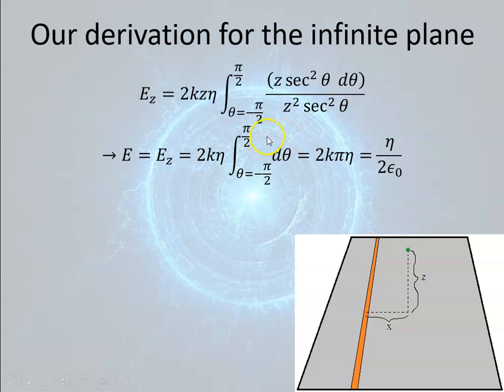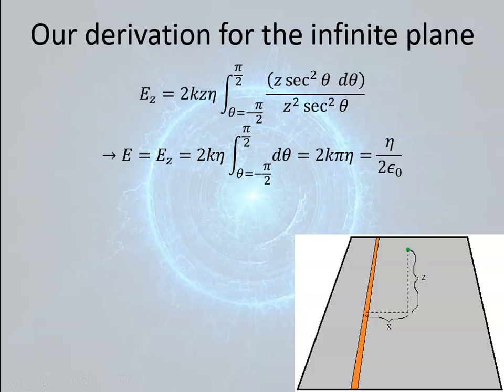So just pi over 2 minus negative pi over 2, that's called pi. So we got 2k pi eta. Well, here's the thing. Remember, k is 1 over 4 pi epsilon naught. And 1 over 4 pi epsilon naught is 1 over 2 pi times 2 epsilon naught. And the 2 pi's end up canceling. So all we're left with now is just eta over 2 epsilon naught for the electric field at a position z above an infinite plane of charge.